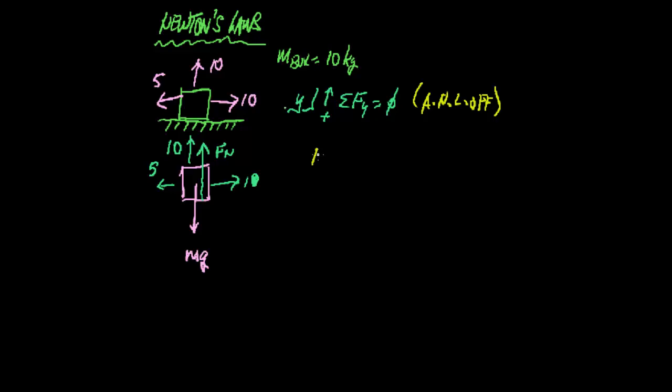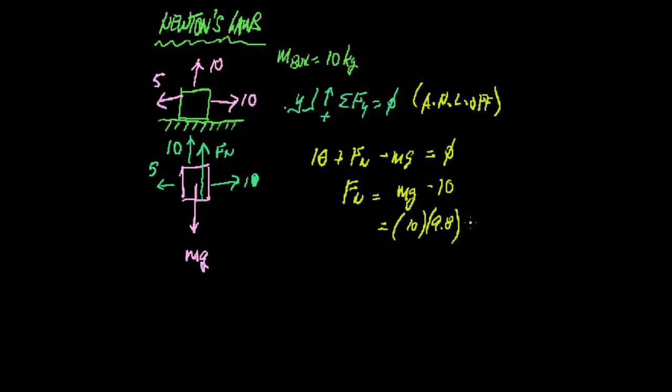Alright, up we have a 10. We also have the F of n up, and we have minus mg down, and if it doesn't move it has to all equal 0. Anything vertical, 1, 2, 3, has to show up in this equation. I'm going to solve for F of n. That equals mg minus 10, since it's a 10 kilogram box, times gravity 9.8 minus 10. I should get, I think, 88 newtons.